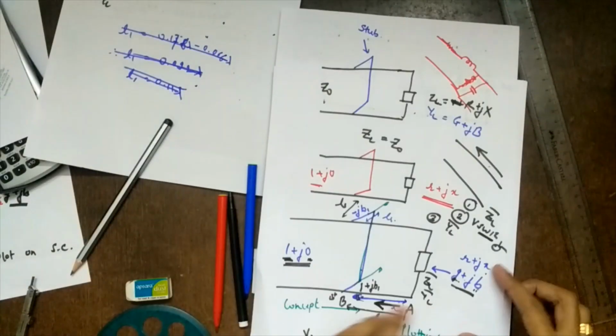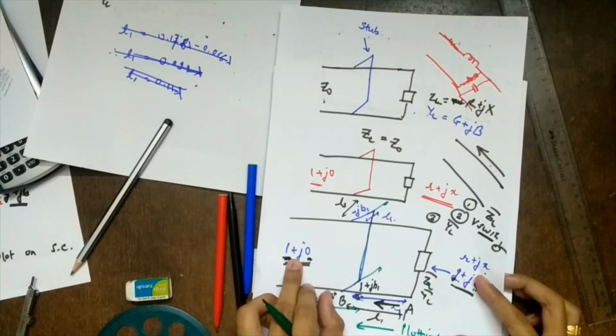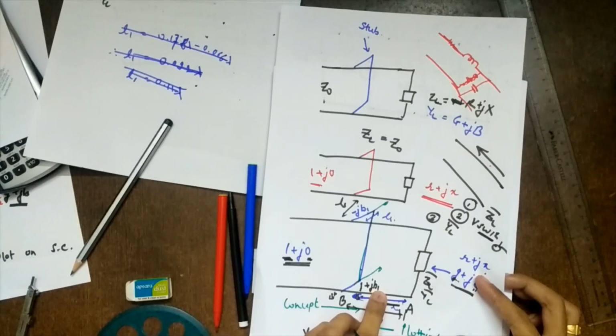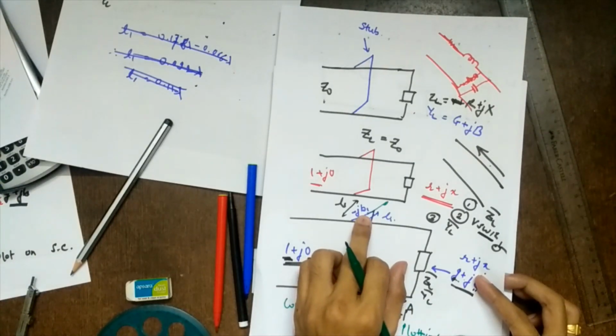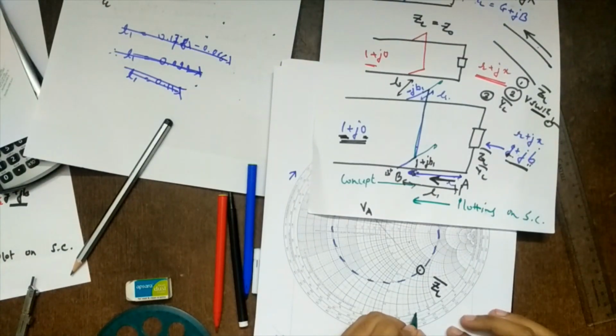So what have we found? 1 plus jB1 is 1 plus j1.5. Then we have to match it to 1 plus j0. So what we require is minus jB1. For that we add a stub in parallel. So minus jB1 will give you minus j1.5.